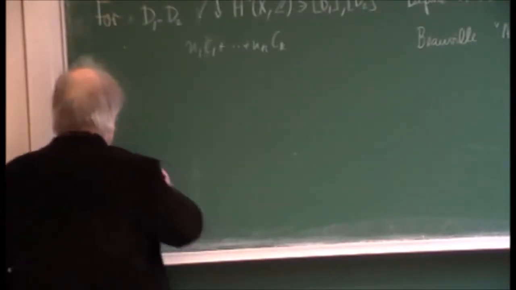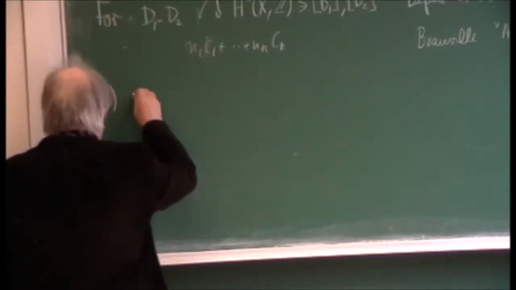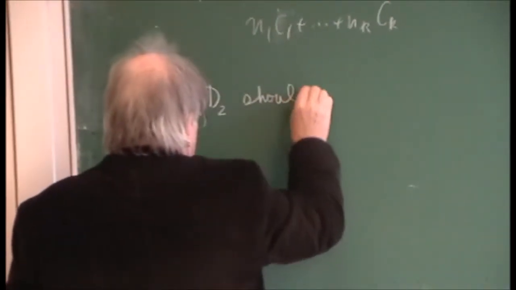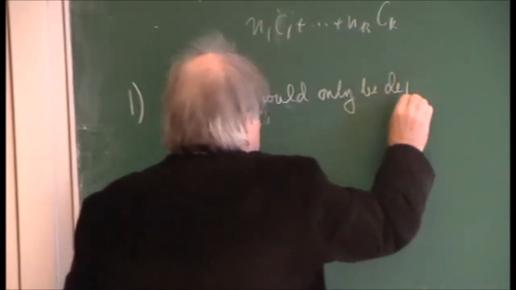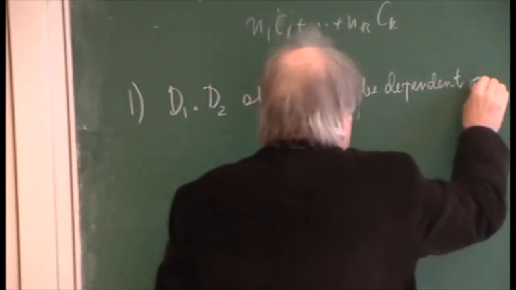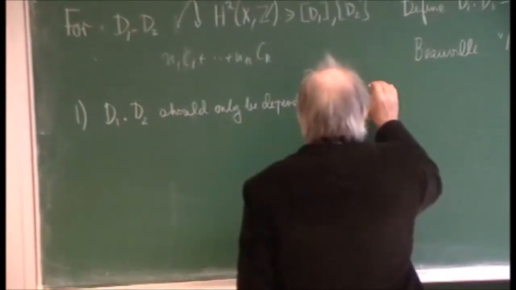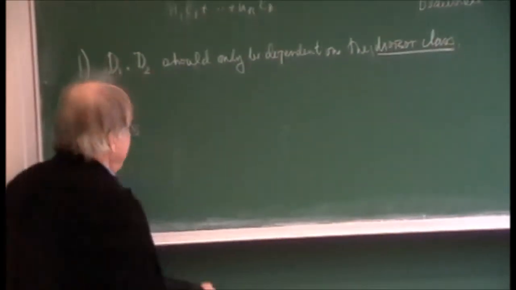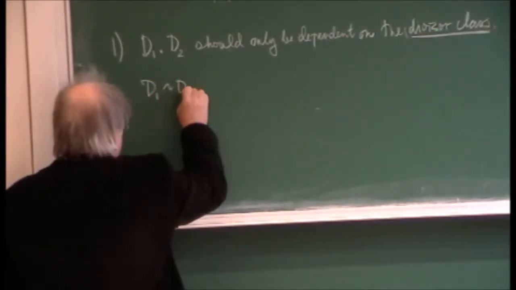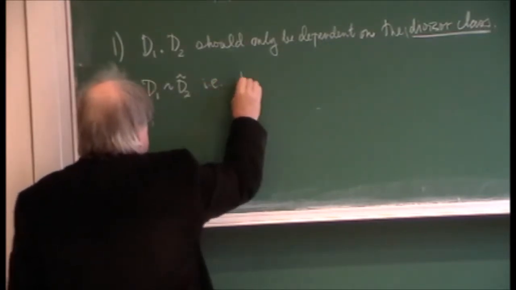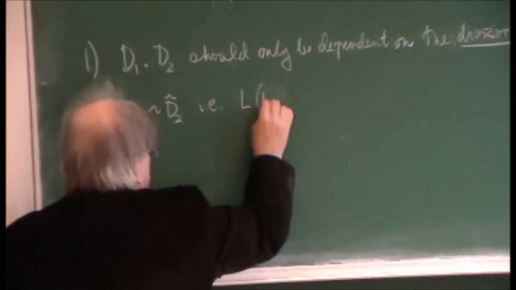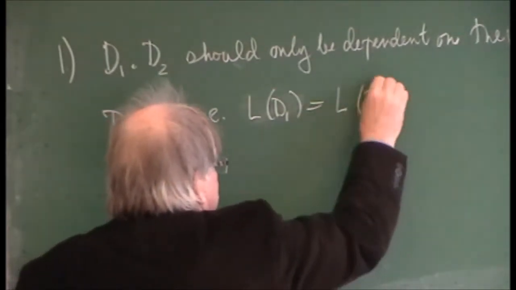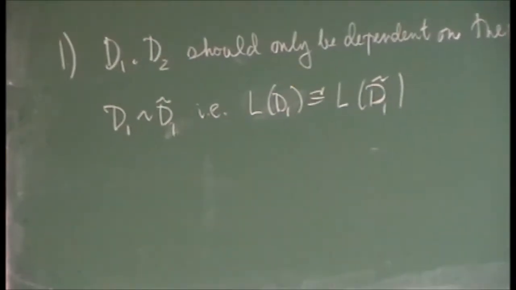The first thing is that the intersection pairing, D1 intersect D2, should only be dependent on the divisor class of these things. What does that mean? That means D1 is equivalent to D1 tilde in the sense that the line bundles of D1 and D1 tilde are isomorphic.